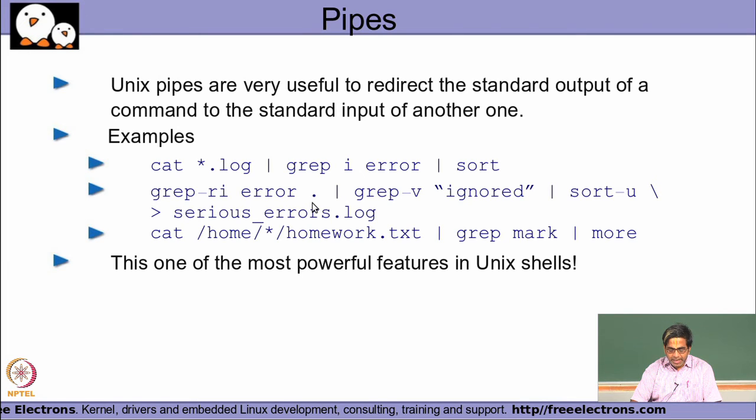It is now going to take all lines having the pattern error in a case insensitive manner in all the files currently available in my current working directory, but those lines will not have the pattern called ignored, and all those lines will be sorted, and only unique lines among the sorted lines will be redirected into this particular file called serious_errors.log.